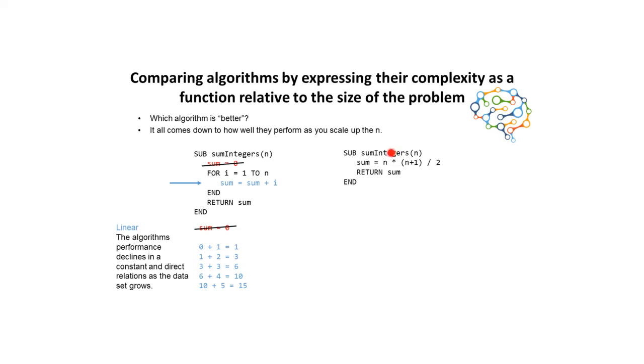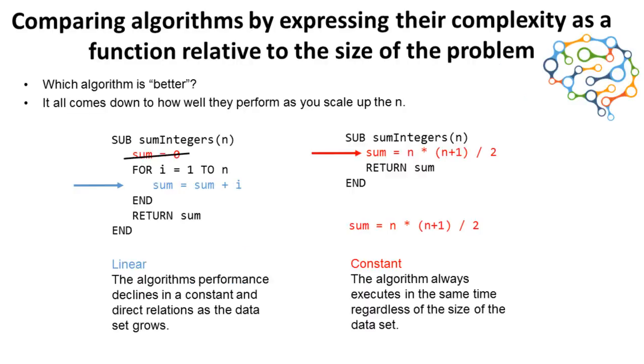Now let's take a look at the other algorithm. Here's the only line which performs a calculation, and it occurs once. It takes whatever n is, times it by n plus 1 and divides it by 2. The result is the same. But with this algorithm, it doesn't matter how large n is. We're only going to execute this single calculation. This algorithm always executes in the same amount of time, regardless of the size of the dataset.